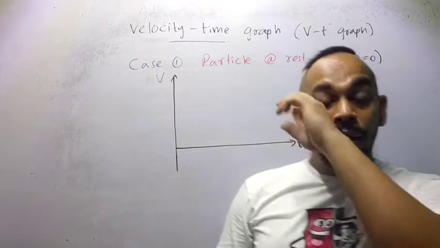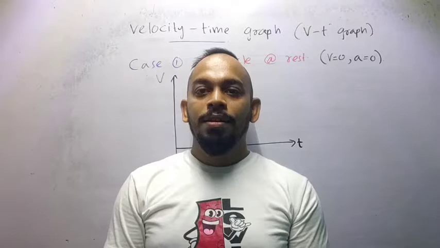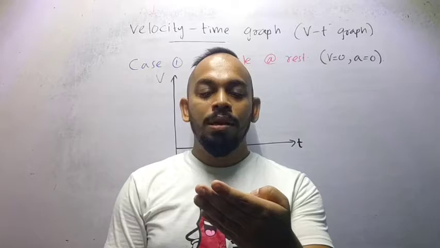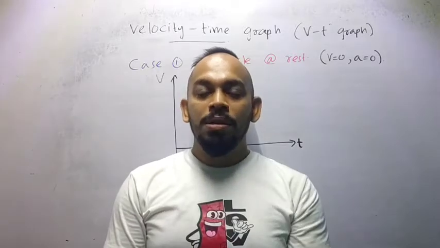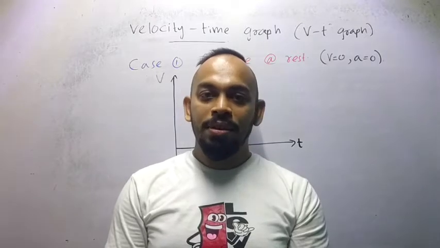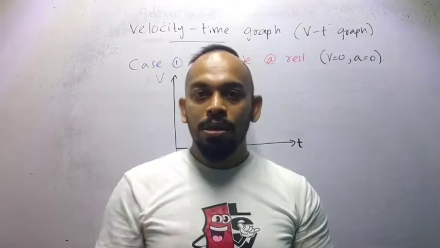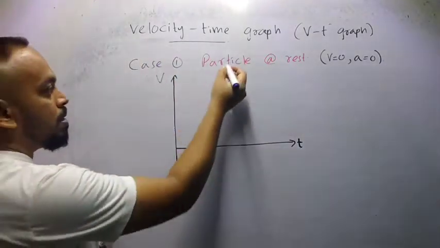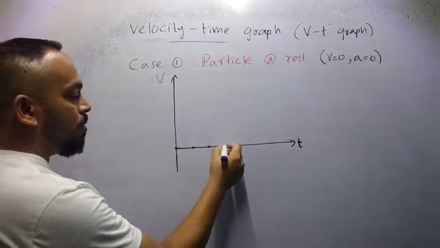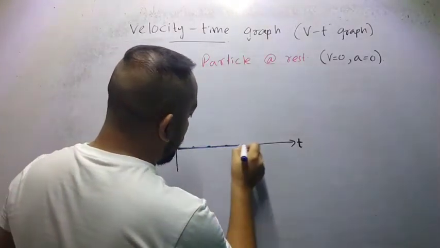Case 1 is a particle at rest. Particle at rest means the particle is not moving. You count down time. You start now, you're not moving, still not moving, still not moving. So what happens? If you are not moving, your velocity is 0, and acceleration is also 0. Velocity 0 means at each time you consider, velocity is always 0. So what do you get? Starting point velocity 0. Again, if you measure the time, 0, 0, 0, 0. So if you join these points, you get a curve.